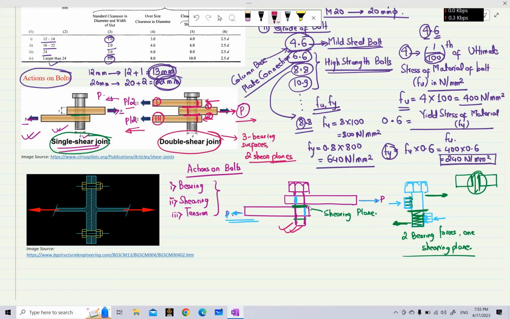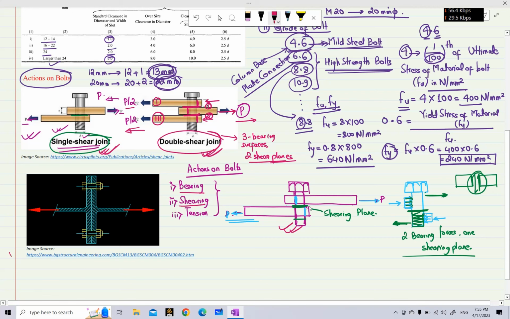I hope you have understood why it is called a single shear joint and why it is called a double shear joint. You should be able to visualize this, because when we are calculating bolt capacity, we need to consider whether there is a single shear joint or double shear joint. So we have discussed 2 forces or 2 actions on bolts, bearing and shearing.